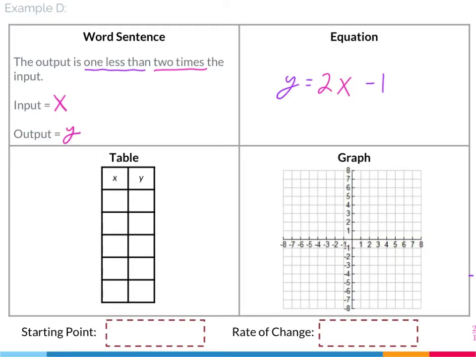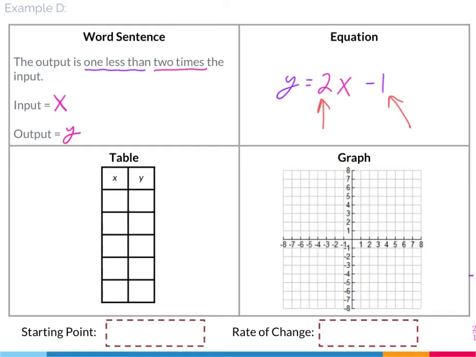Now that I have my equation, I can identify my starting point and rate of change. Well, how can that be? We're not talking about a word problem situation. How am I going to know? Whenever we have an equation, we can easily identify the starting point as the number at the end of our equation, as long as it's equal to y, and our rate of change is always going to be whatever is multiplying the input, just like it was in our other problems.